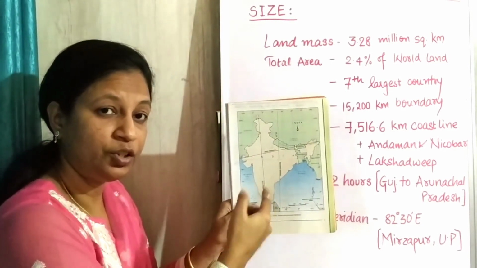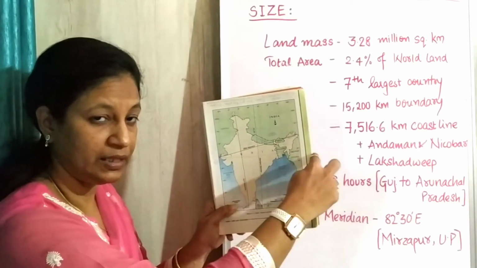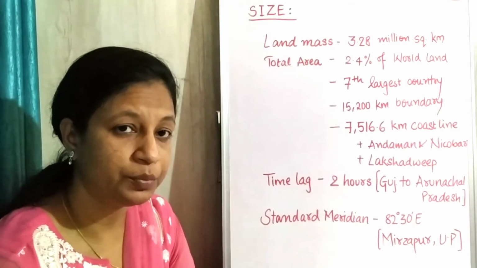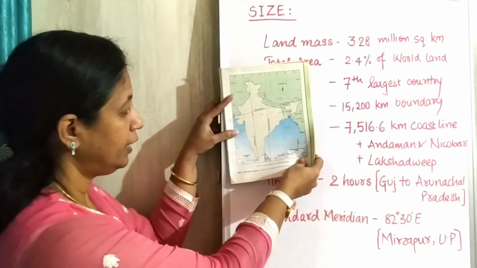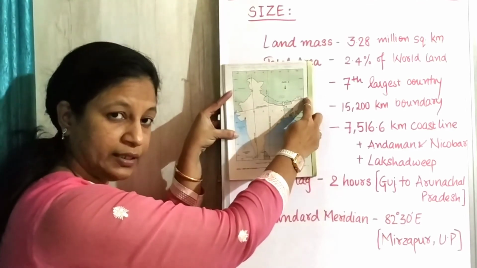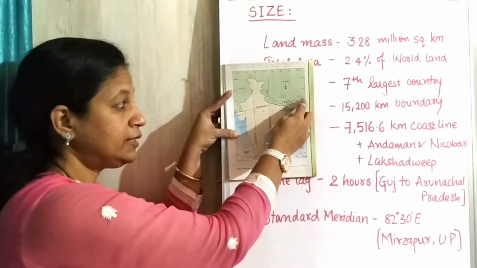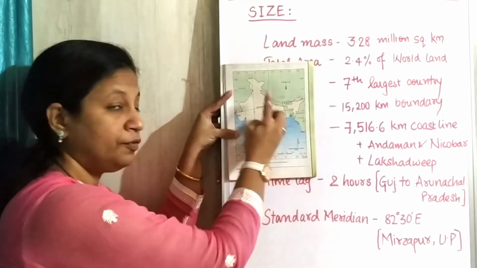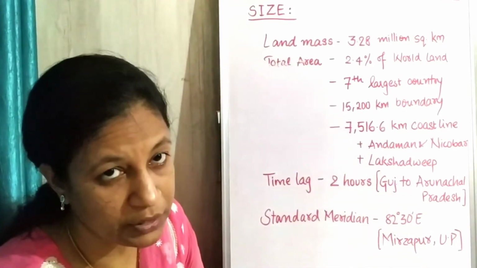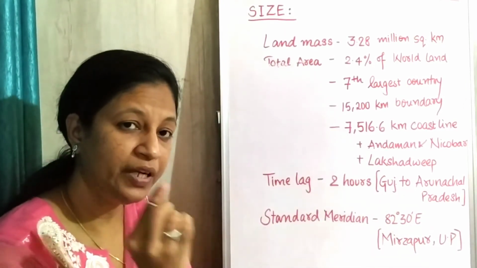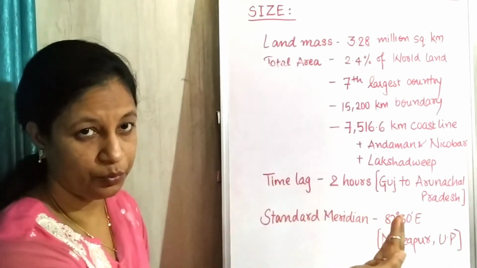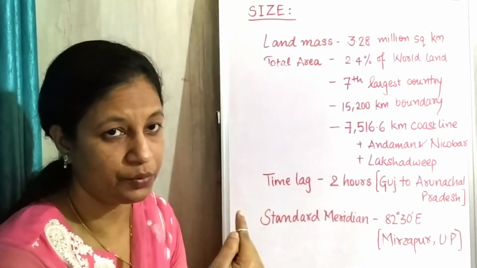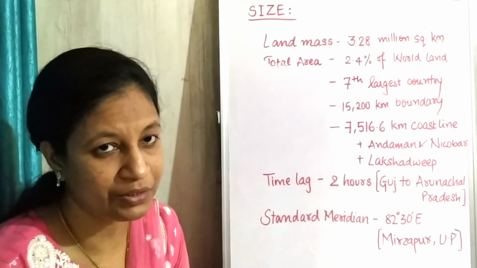Why this line again? Why should we make so much confusion? We have drawn all these lines, and why are we making one more imaginary line saying that it is 82.30 degrees at Mirzapur? I'll tell you. The sun rises in the east and sets in the west. It starts from here, and we have many longitudes in between, nearly about 15 longitudes crossing our country. When the sun rises in the east and the earth is moving, it takes 4 minutes to cross each longitude.